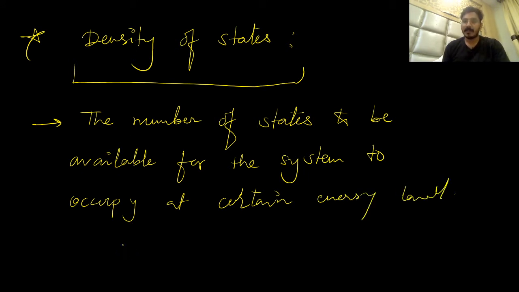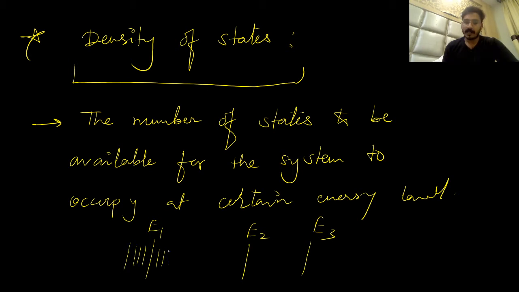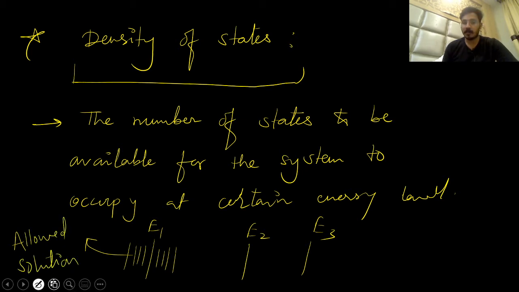इसका मतलब ऐसा है कि let's say there are three energy states E1, E2 and E3. Okay, so at this energy state E1, how many allowed solutions are there which can be occupied by the system? So allowed solution at this boundary problem. Okay, allowed solutions. State is nothing but a allowed solution of a problem, boundary value problem. So in the locality of E1, how many states are there that can be occupied by the system?